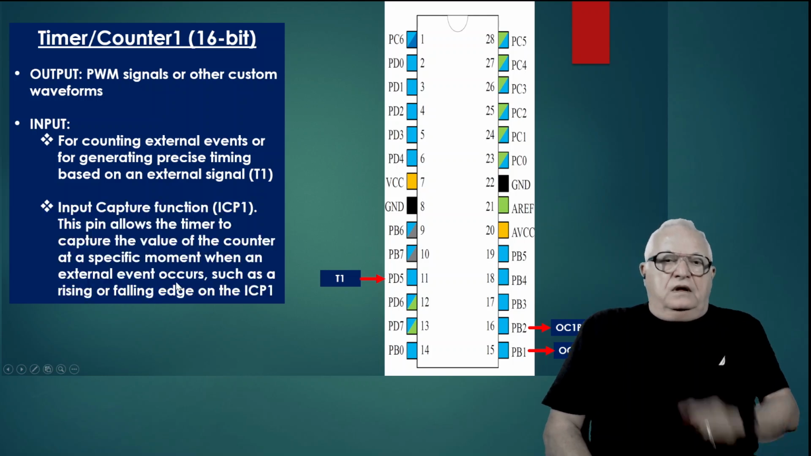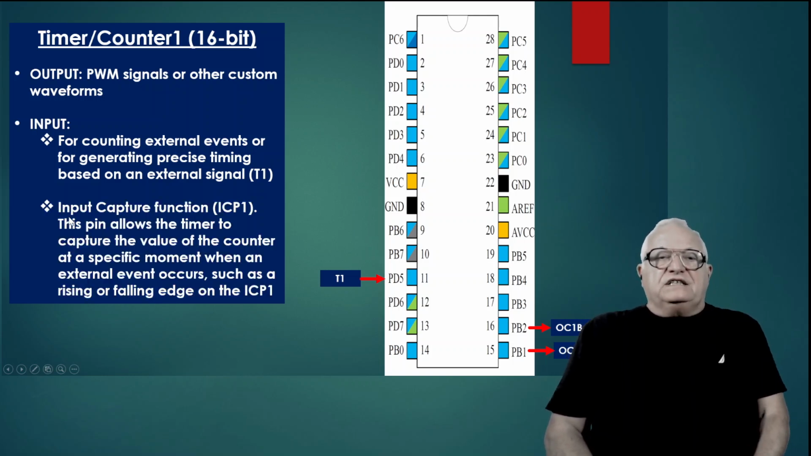In addition, it has an input capture function, which is ICP1, associated with port PB0, pin 14. These pins allow the timer to capture the value of a counter at a specific moment when an external event occurs, such as a rising or falling edge of the ICP1 signal. So if you have an external event, the ICP1 will capture that event and will tell you when it occurred.